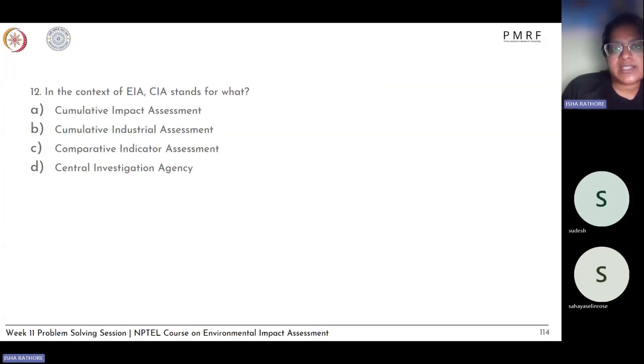In the context of AIA, CI stands for what? A, cumulative impact assessment, B, cumulative industrial assessment, C, comparative indicator assessment, or D, central investigation agency.